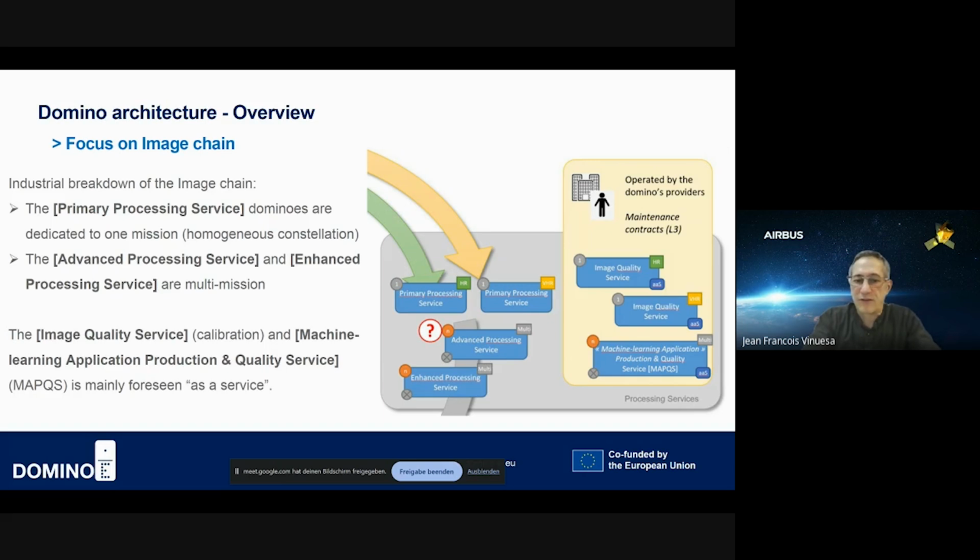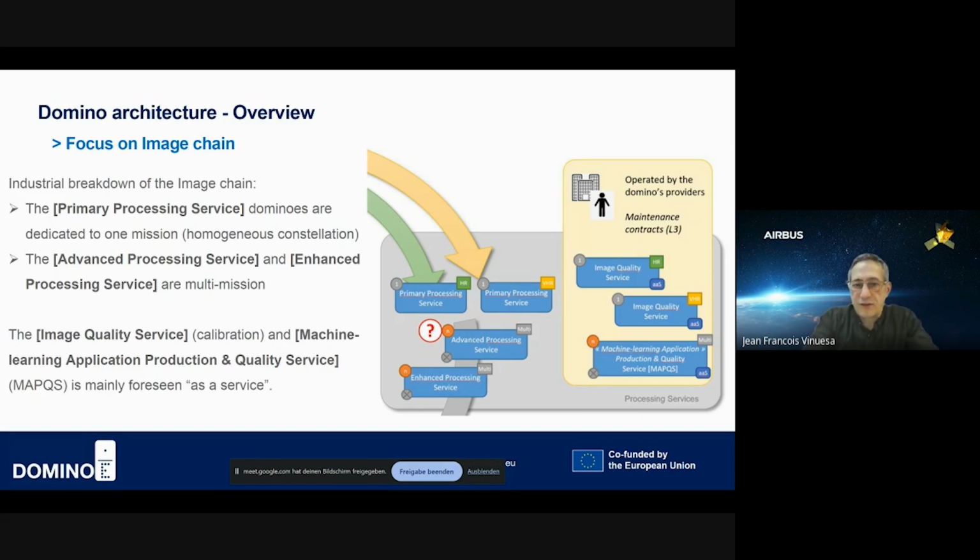And here what you have are different dominoes that are going to produce the right image that you ask, starting for, let's say, the primary processing service. That could be just take the image at level 0 going to level 1 or 2. And then you can have some advanced processing service that are going to extract information from the data. This is basically one of the big points that Amaya was showing in the presentation, where you can have some added value working on the information rather than on the data itself.